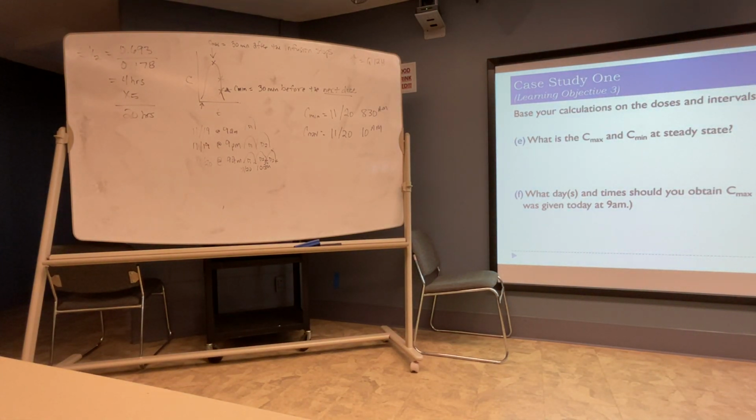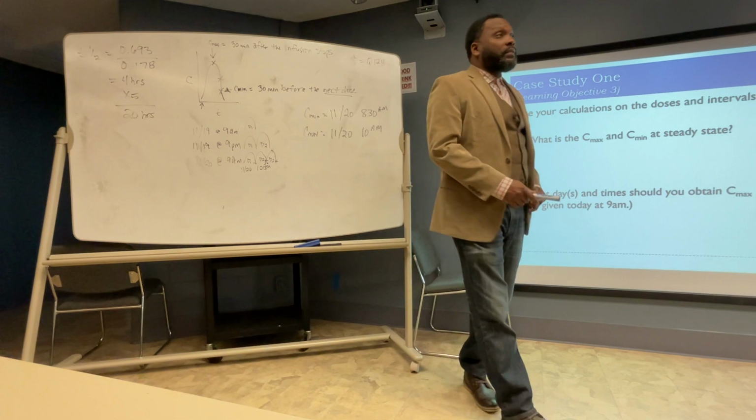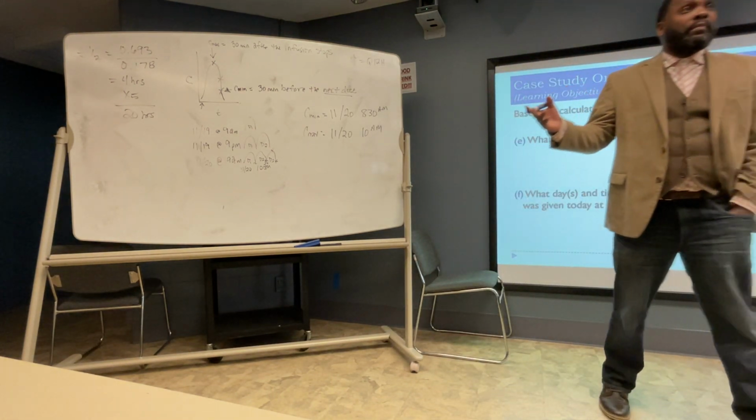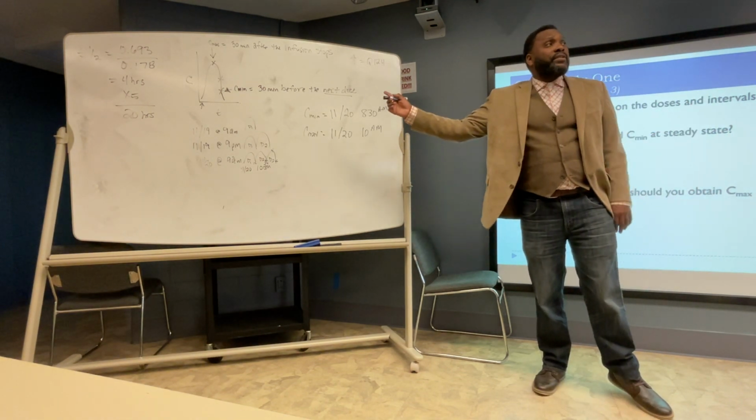And so you want to give a dose before it reaches zero, and since it's a 30-minute infusion, you're doing it 30 minutes before it reaches zero. It's a great question. I would say don't try to understand the 30 minutes, because it could be any time. There's no mathematical reason as to why it's 30 minutes.